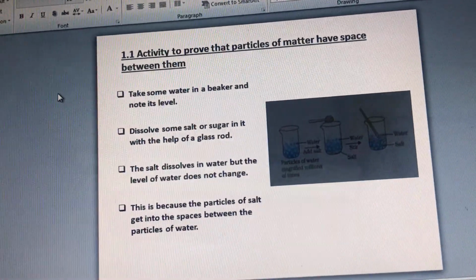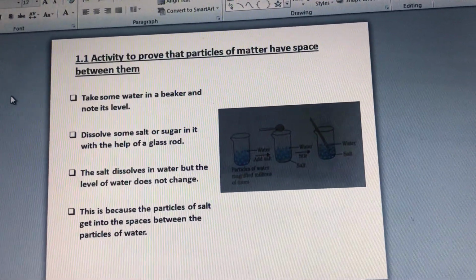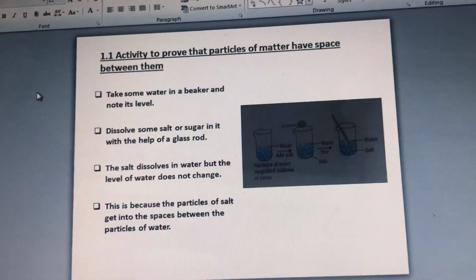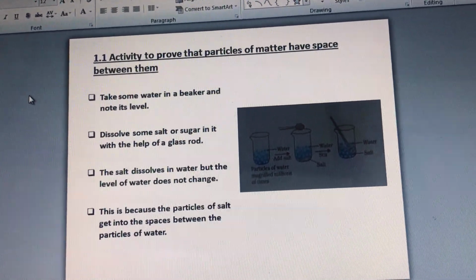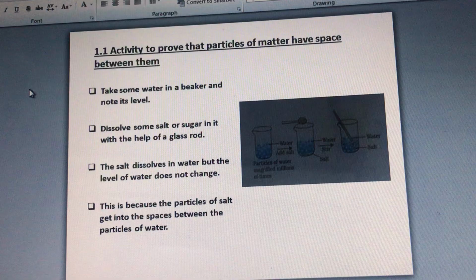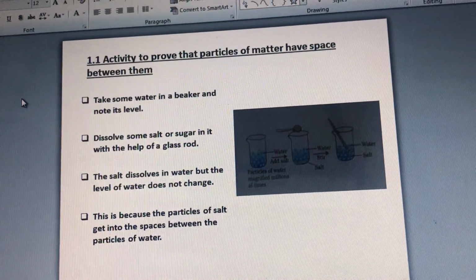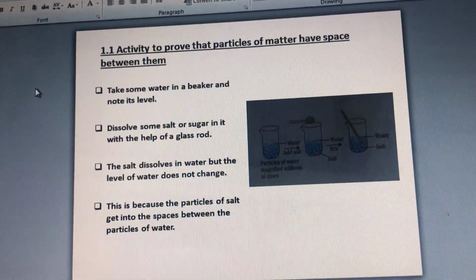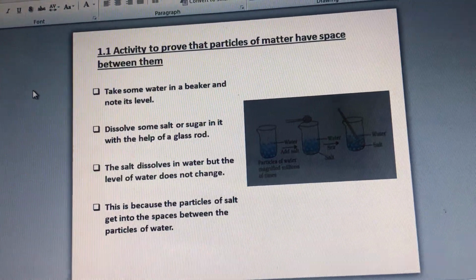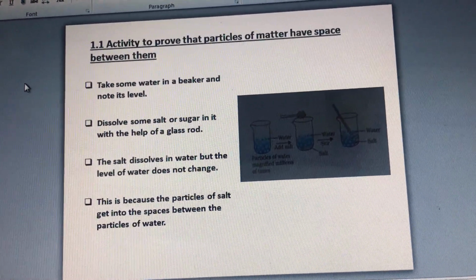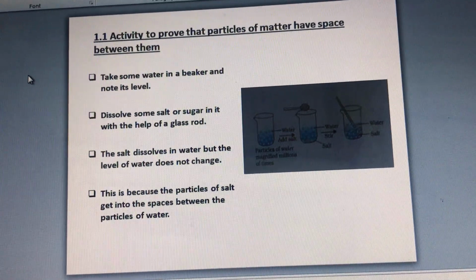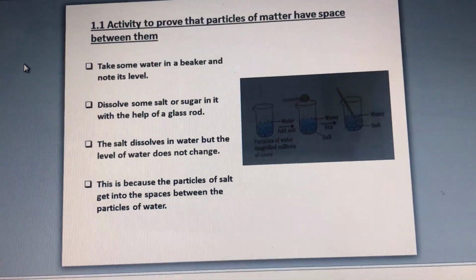Now, I have incorporated two activities which are given in your book in this slide. First one is an activity to prove that particles of matter have space between them. What you have to do for this activity: take some amount of water in a beaker and note its level. Then dissolve some amount of sugar or salt in it, maybe a spoon or two spoons, and stir it with a glass rod.